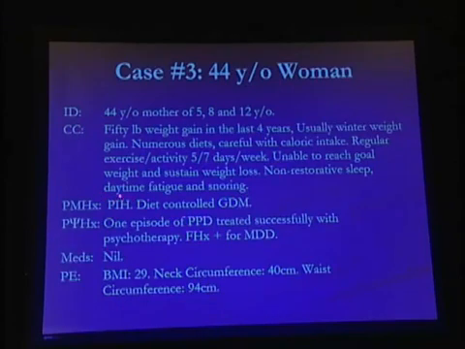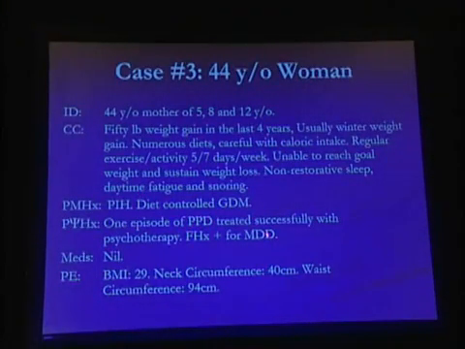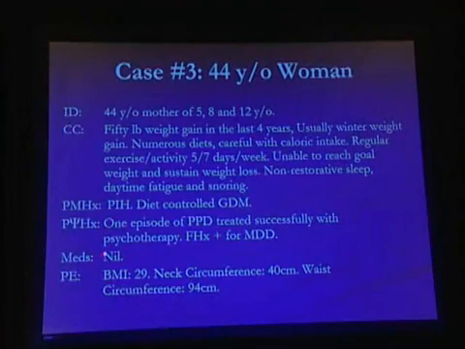In her past medical history, she had pregnancy-induced hypertension and diet-controlled gestational diabetes, which shows she's a risk. We could have gone way back to her pregnancies and predicted what was going to happen. One episode of postpartum depression was treated successfully with psychotherapy, and she has a family history positive for major depressive disorder. So I'm trying to give you an example of the absolute worst risk profile. You couldn't get much worse than this, and you could easily predict the outcome. Medications she's on: none.